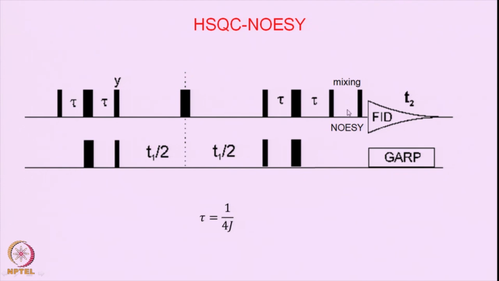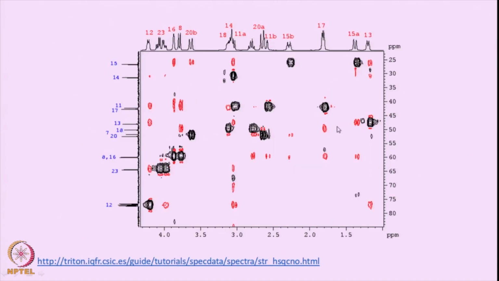The mixing time you can optimize to get what information you want in your spectrum, how much relay you want to do, and intensities will get affected accordingly. Okay. So here is an experimental spectrum. Incidentally, when you are working with a small molecule, the correlation peaks and the NOESY peaks will have opposite signs, and this is very helpful because you can then identify which are the peaks coming from NOESY and which ones are coming from the normal HSQC correlation.